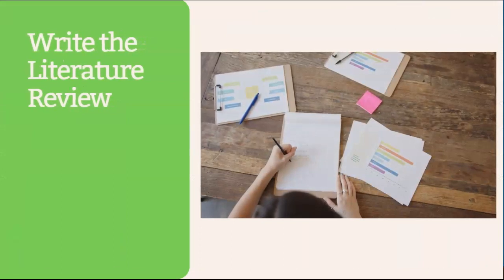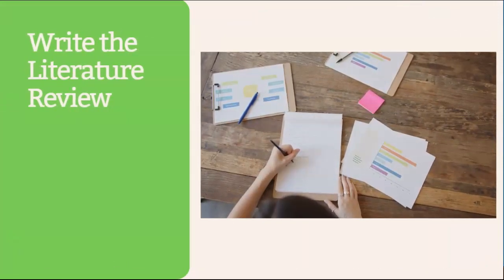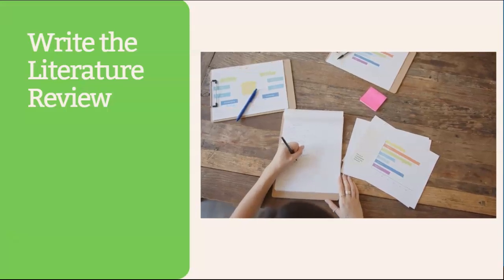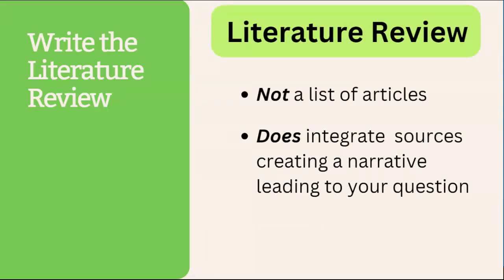Writing a literature review. You do not need to review everything in the field related to your topic, just the most relevant. For this assignment, you want at least 5 articles. Your literature review is not an annotated bibliography, and it is not a list of article summaries. Instead, think of it as writing a research paper, where you integrate the sources into a narrative logically leading to your research question.